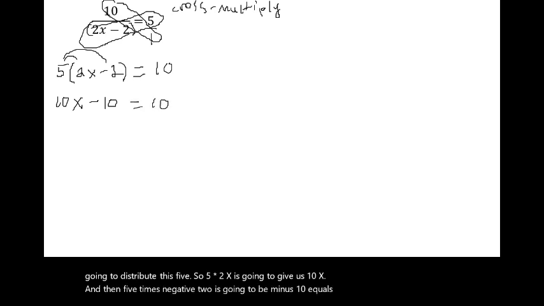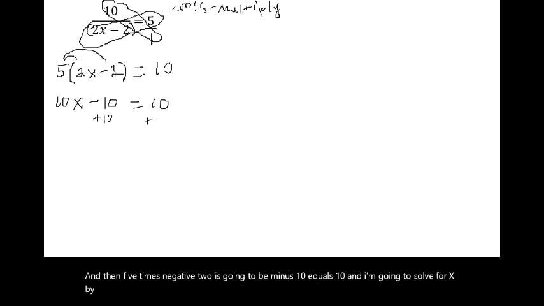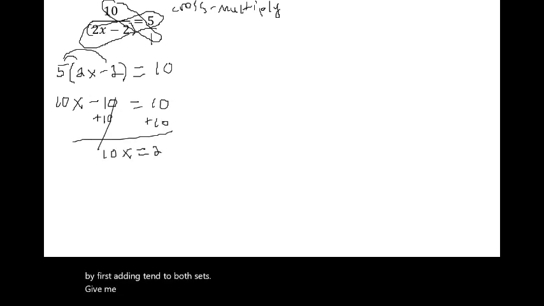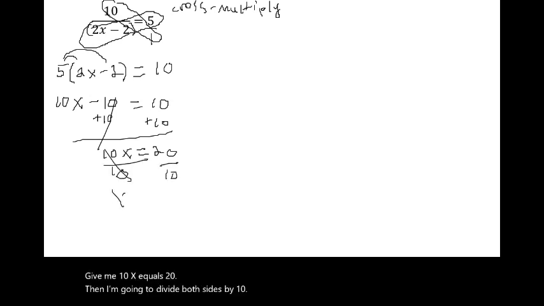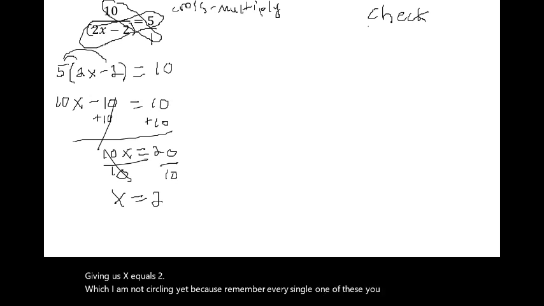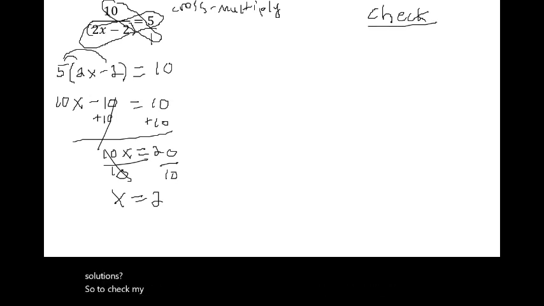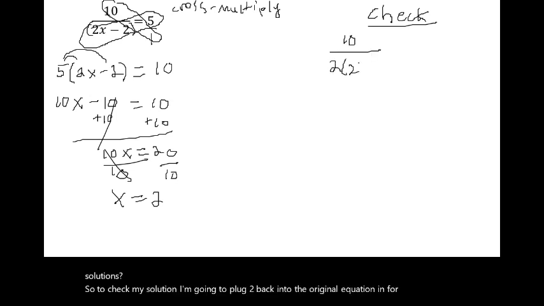And I'm going to solve for x by first adding 10 to both sides. That gives me 10x equals 20. Then I'm going to divide both sides by 10, giving us x equals 2. Which I am not circling yet because remember, every single one of these, you need to check your solutions. So to check my solution, I'm going to plug 2 back into the original equation in for where I see an x. So I have 10 over 2 times 2 minus 2. We're going to see if that equals 5.